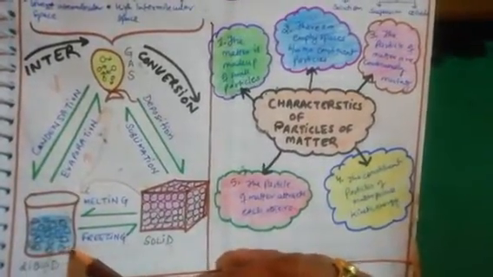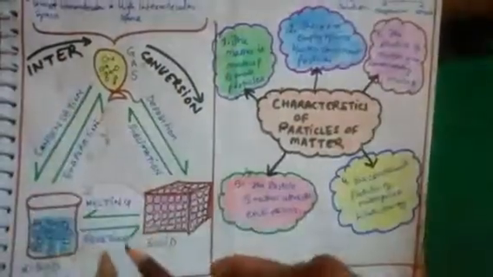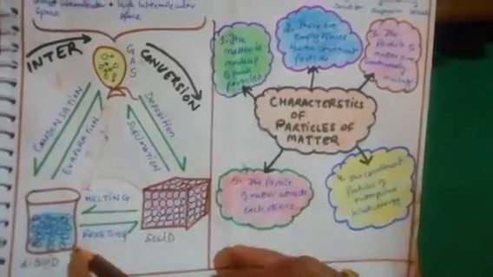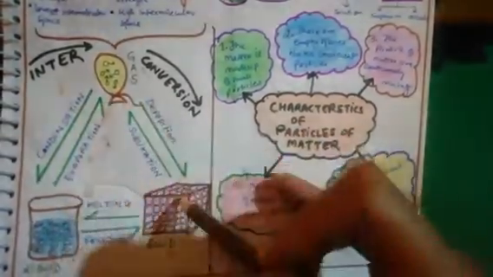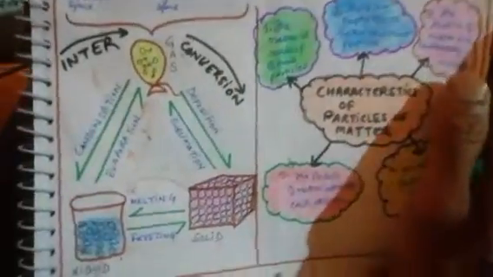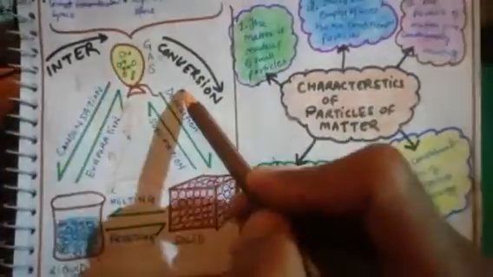When we put some liquid inside the fridge, the temperature of the fridge is very low, much less than the normal room temperature. That is called freezing. And similarly, solid converting to gas is called sublimation, and gas converting to solid is called deposition. So all these interchange processes are called interconversion.